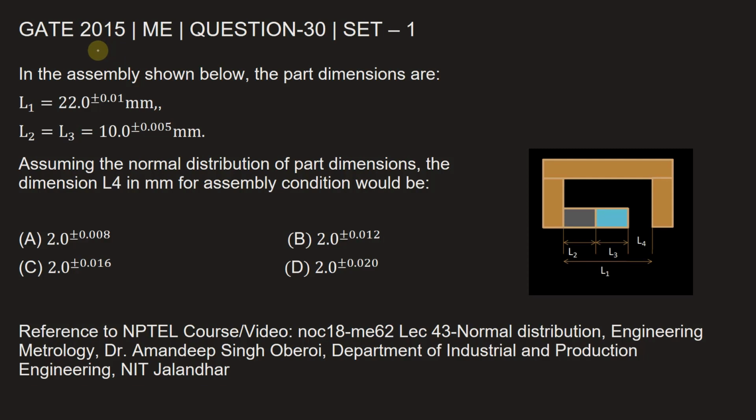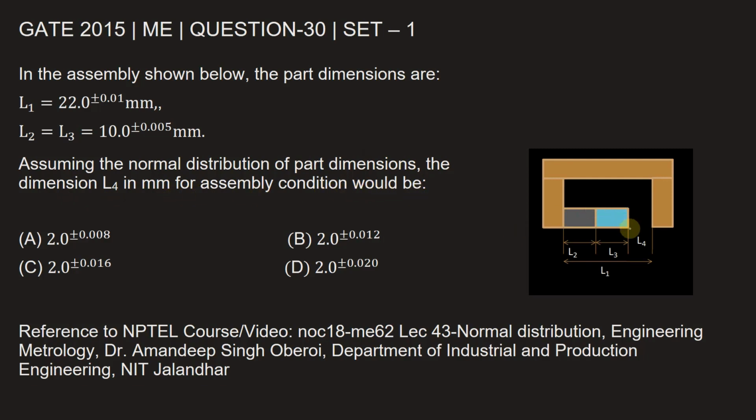This question is from GATE 2015, Mechanical Engineering paper, set 1, question number 30. In the assembly shown below, the part dimensions are L1 is equal to 22.0 plus or minus 0.01 mm. L2 is equal to L3 is equal to 10.0 plus or minus 0.005 mm. Assuming the normal distribution of part dimensions, the dimension L4 in millimeters for assembly condition would be.